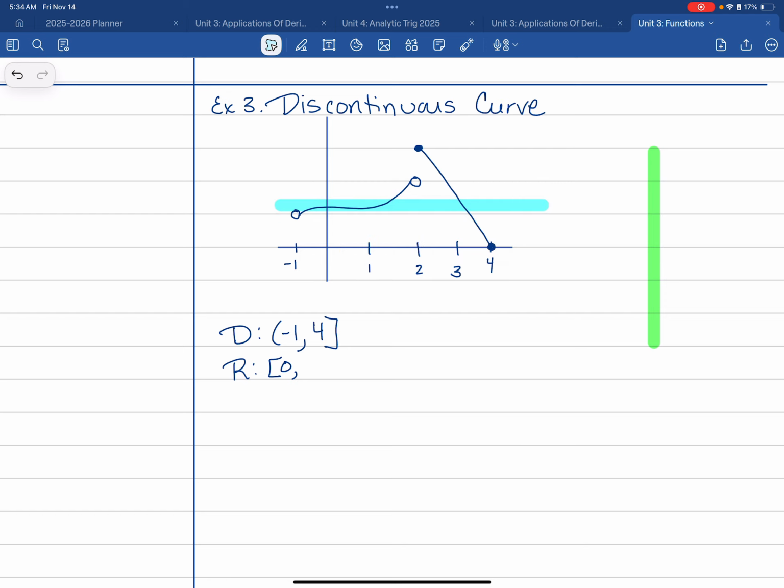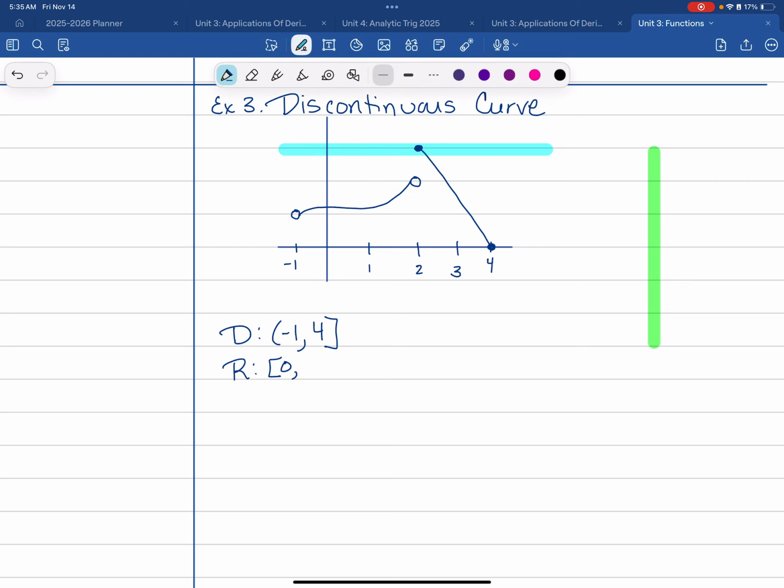I go up to 2. I've got another funky thing going on, but we're okay because even though it doesn't exist there, it does exist there, so I'm good. I'm going to keep on cruising all the way up until 1, 2, 3. So I'm going from 0 to 3, and I'm good. I can stop at 3 because there's nothing there after it.